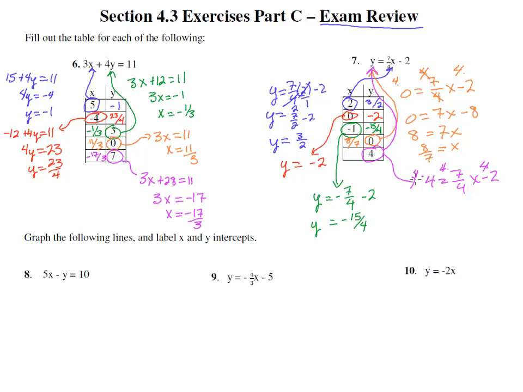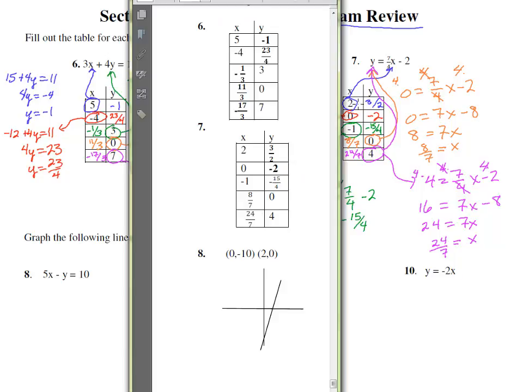Times by 4 everywhere, and we have 4 times 4 is 16. 4 times 7/4 does its magic work and gets rid of those fractions. We have 7x minus 8. So add 8 to both sides, and we get 24 equals 7x, and divide by 7, and we get x equals 24 divided by 7. So 24/7. Okay, let's check our answers. We have 2 and 3/2, 0, -2, -1, -15/4, 8/7, 0, and 24/7, 4.